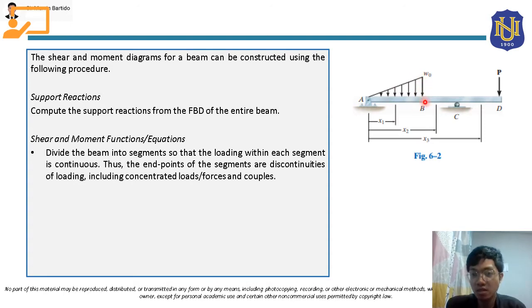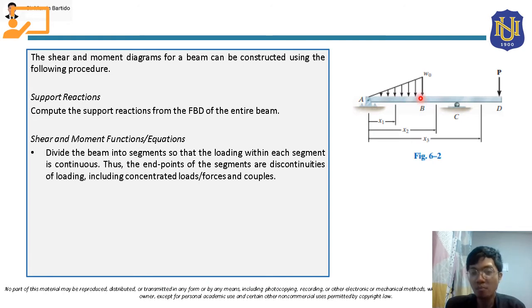Here at point B. So this will be one segment. Okay, so the endpoints, class, of this segment AB will be the discontinuities of this varying load. So this varying load, class, starts again at point A and ends here at point B. So this is one segment.